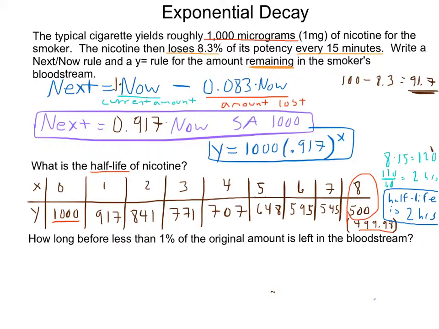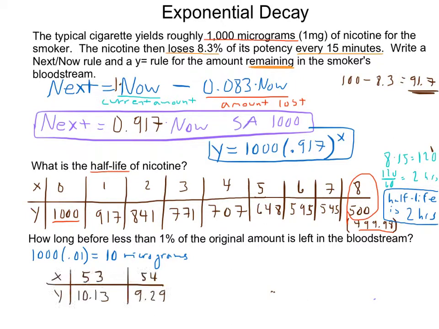Well, first thing is the original amount's 1,000, so I got to figure out 1% of that. Set up my multiplication. So we want to know how long until there's only going to be 10 micrograms left. And I'm going to look at this table. Turns out you have to scroll pretty far. So set that up, keep scrolling down. Turns out this one went pretty far. I see it's between the 53 and 54, so I'm going to copy that part of my table on the page to show my work. And we want there to be less than 1%, so I have to go with the 54.